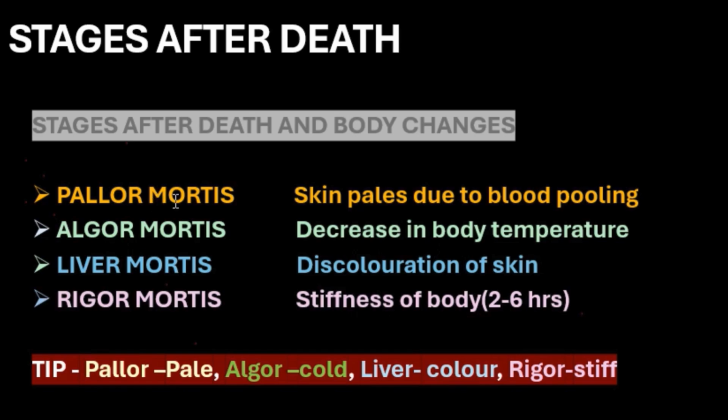So here, pallor mortis: pallor, pale. Algor: cold, because the body temperature is coming down. Livor mortis is discoloration of skin, so livor, color. Rigor mortis is stiffness of the body. So we can remember this: pallor pale, algor cold, livor color, rigor stiff.